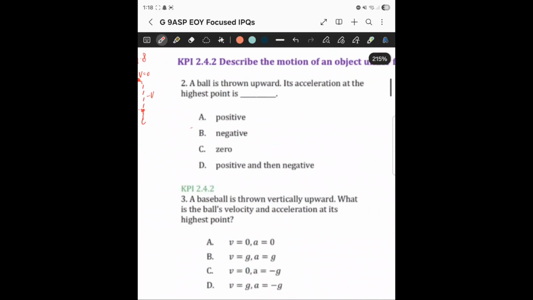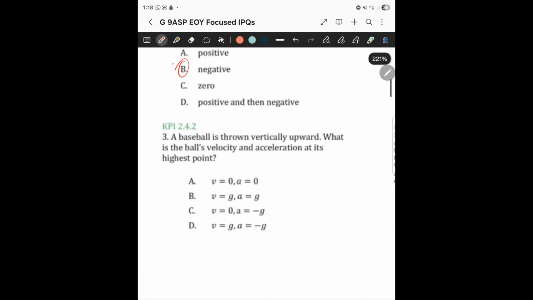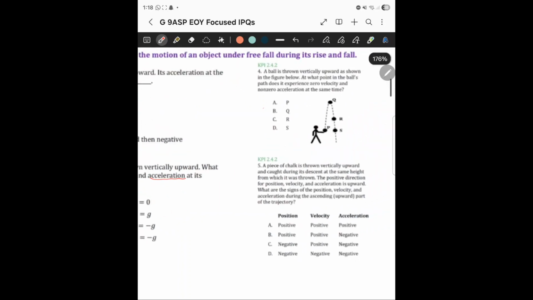A ball thrown upwards, acceleration at the highest point. There you go. I don't care which point it's in. The acceleration is always negative. It doesn't matter where it is. What is the velocity and acceleration at the highest point? So the acceleration is minus. So C and D, I'm not going to look at A and B right now. We already know the acceleration should be minus 9.8, which is g. Velocity at the highest point, speed is 0, so it will be C. The velocity is 0 at the highest point.